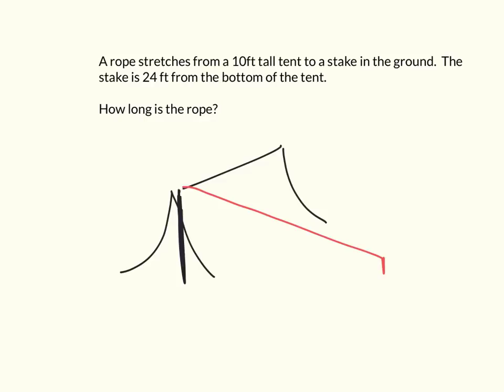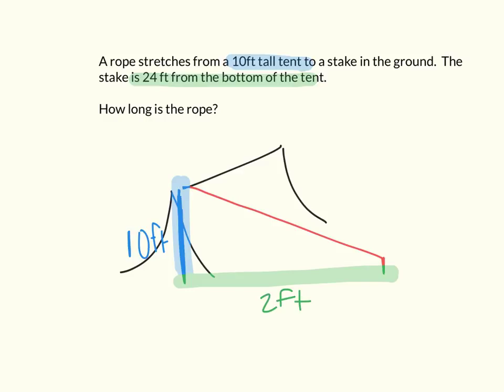Let me try that again with the highlighter. It's 10 feet tall. So this section of the tent right there is 10 feet. I also know that the stake is 24 feet from the bottom of the tent. So from the bottom of the tent pole to the stake is 24 feet. Ooh, I only wrote 2 feet. That's not the right number. I need to write 24.